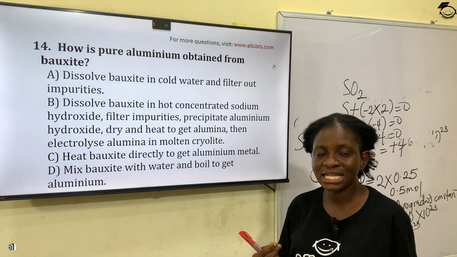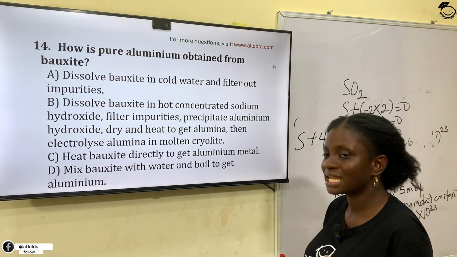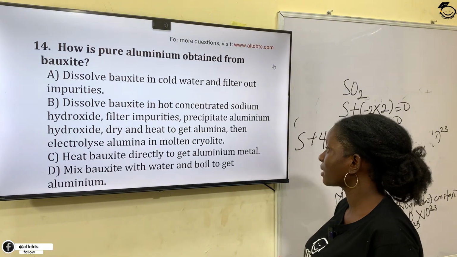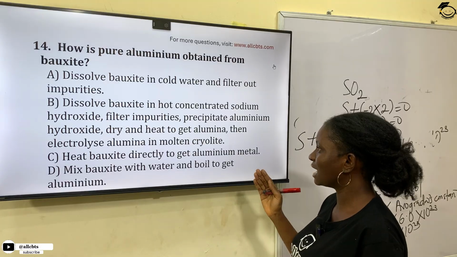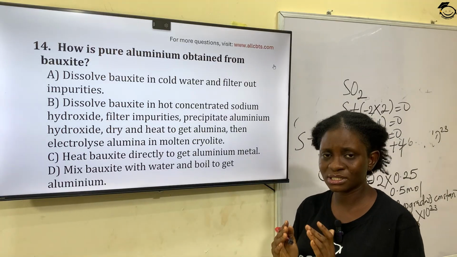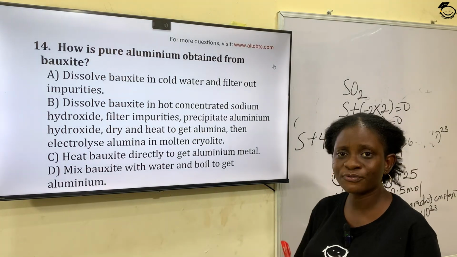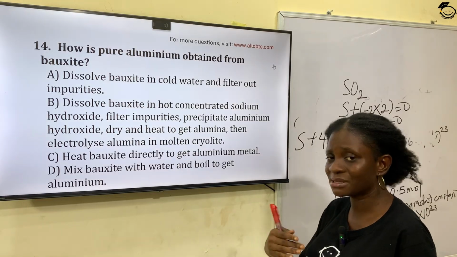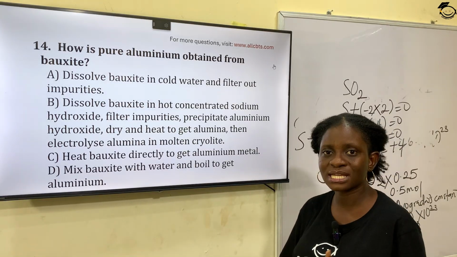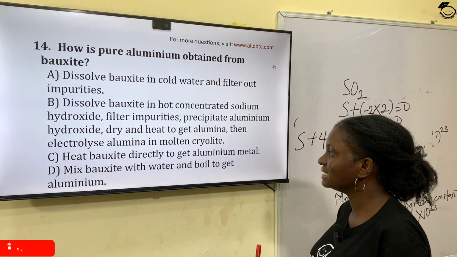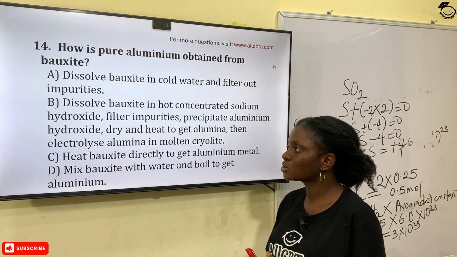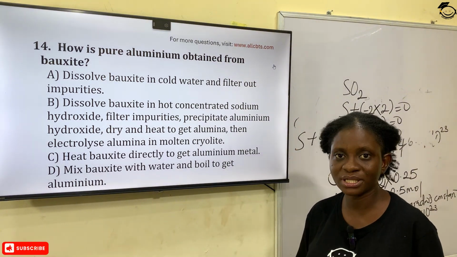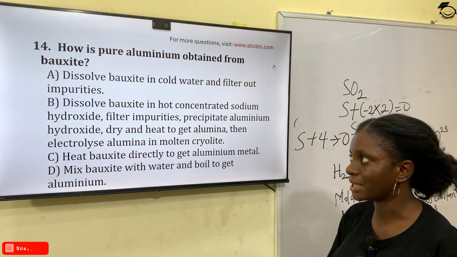So the correct answer is you dissolve bauxite in hot concentrated sodium hydroxide, then impurities are filtered, aluminium hydroxide is precipitated, then you further dry the precipitate and heat to get alumina, then electrolyze the alumina in molten cryolite. So that makes option B the correct answer.